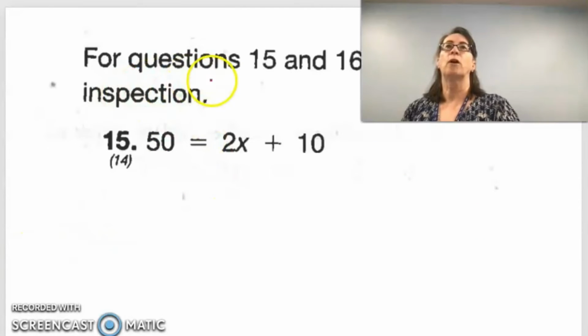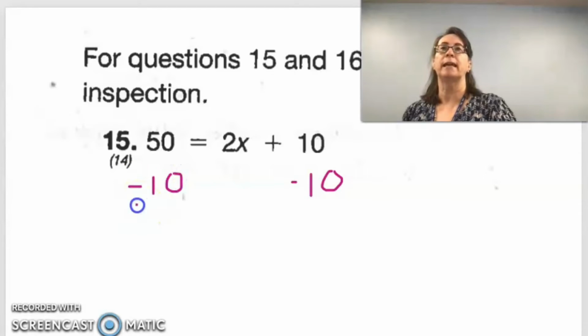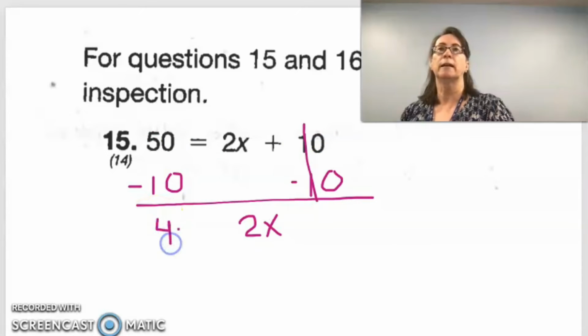For questions 15 and 16, solve for x by inspection. Okay, I'm going to do it without inspection. I'm just going to solve. I'm going to subtract 10 from both sides. My goal is to get the x by itself, right? So I'm going to get 2x on this side. These are going to go away. And 50 minus 10 is 40.